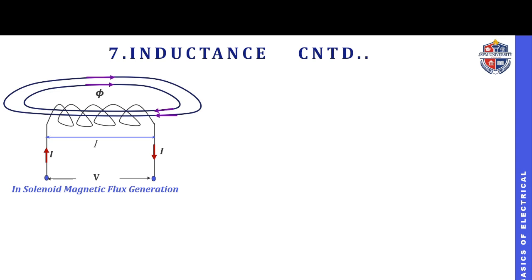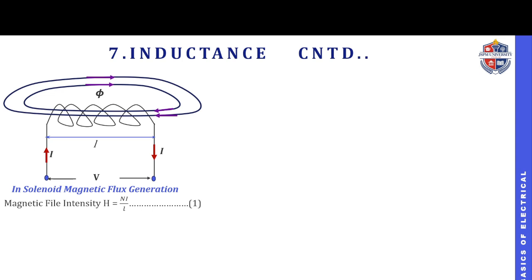Now if the current flows in just the opposite direction, the flux created by this solenoid is clockwise. At the same time, if the current direction is changed, the magnetic flux direction will be opposite, that means anti-clockwise. From this, we can find that the magnetic field intensity is nothing but the number of turns times the current flowing through the conductor divided by the length of the solenoid.